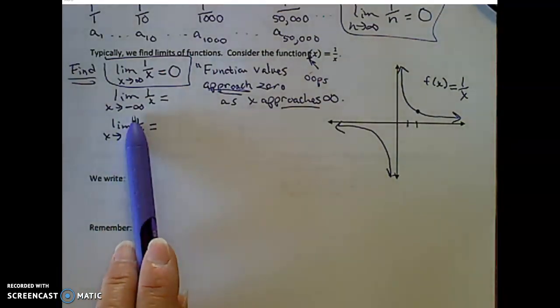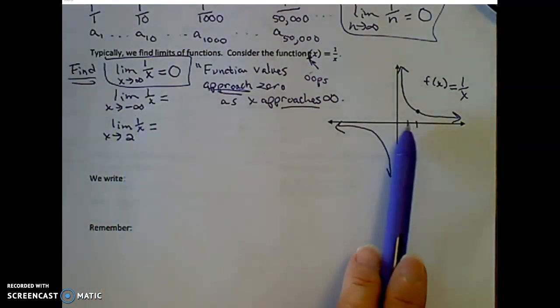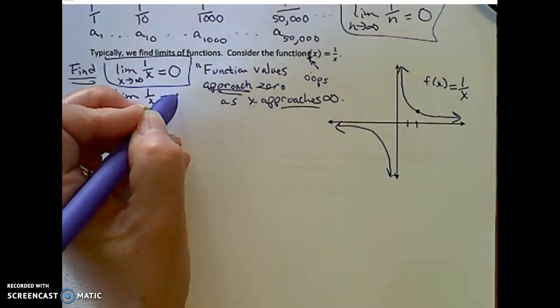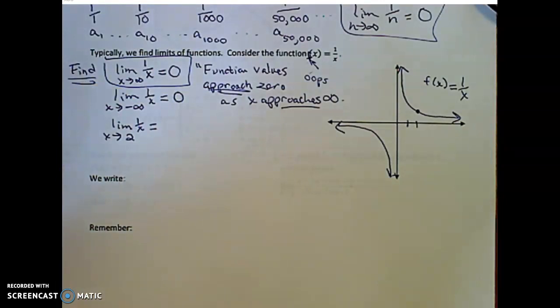As x approaches negative infinity, as my x values get smaller and smaller and smaller, please notice my function values are still approaching 0.